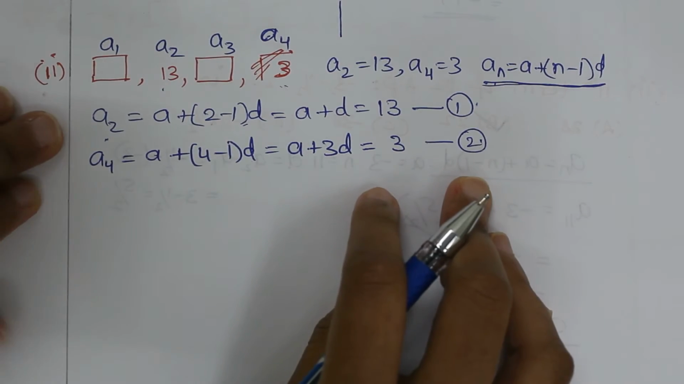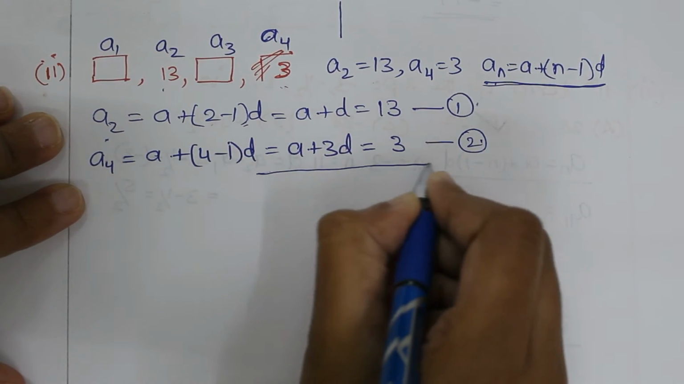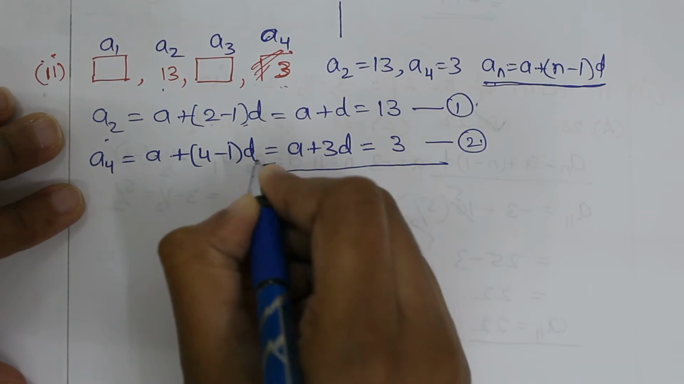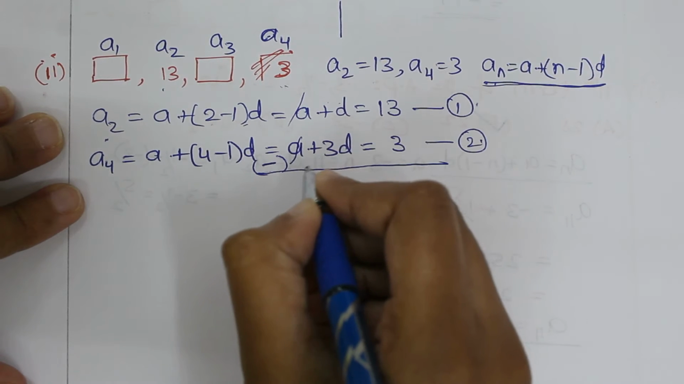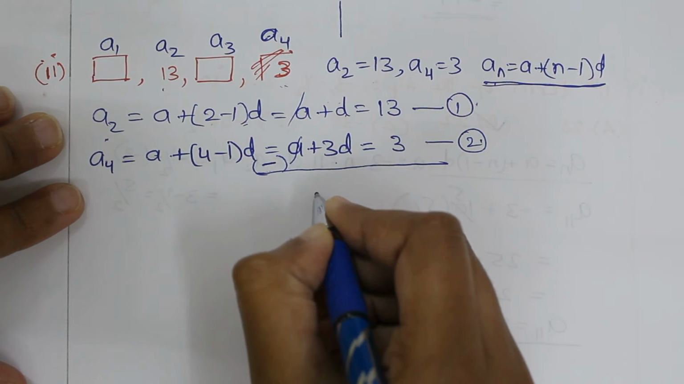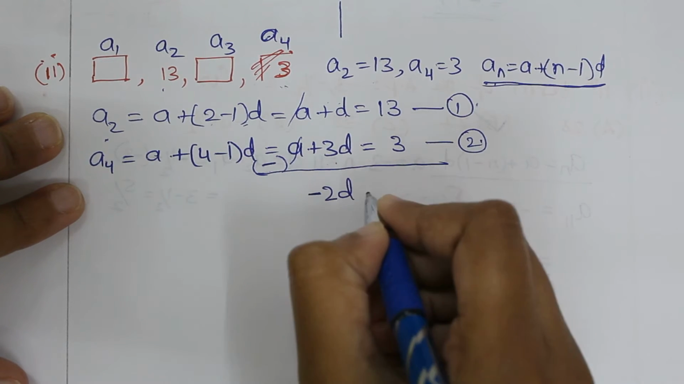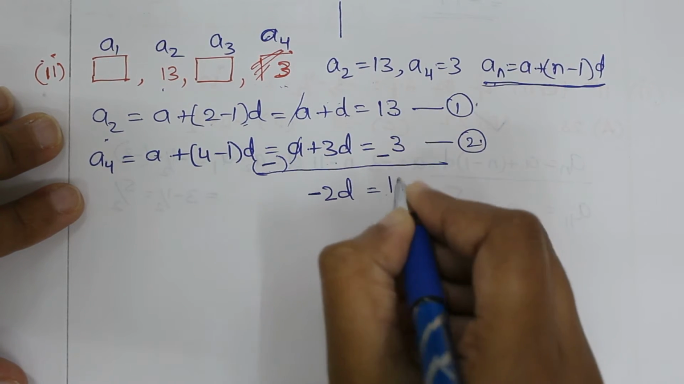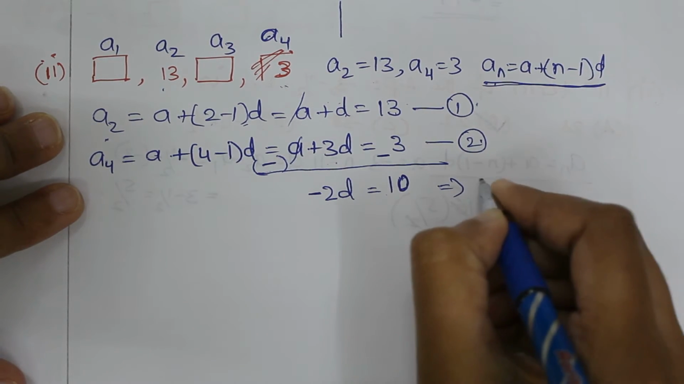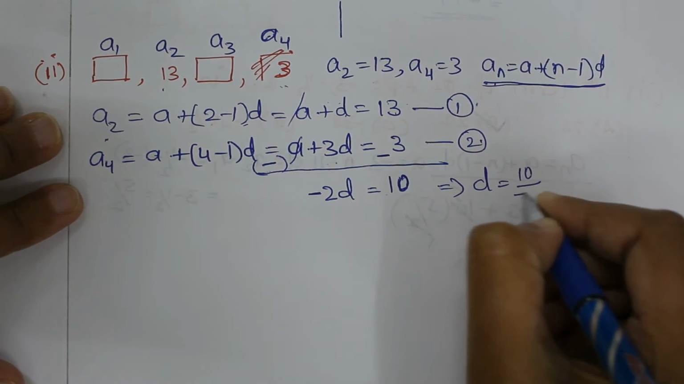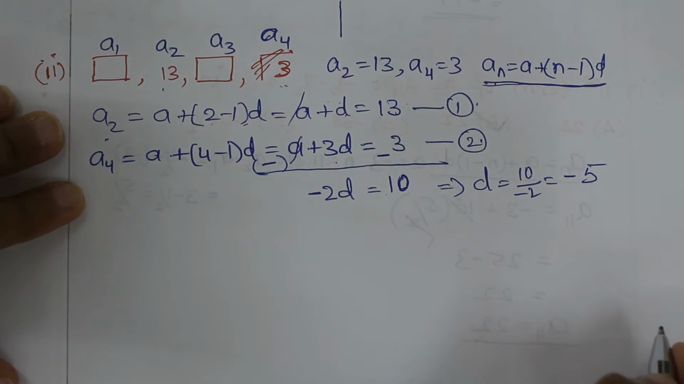Now let's subtract 2 from 1. I am subtracting these two equations. A gets cancelled. D minus 3D is minus 2D, is equal to 10, since 13 minus 3 is 10. That implies D is equal to 10 by minus 2, that is equal to minus 5. So I got the value of D as minus 5.